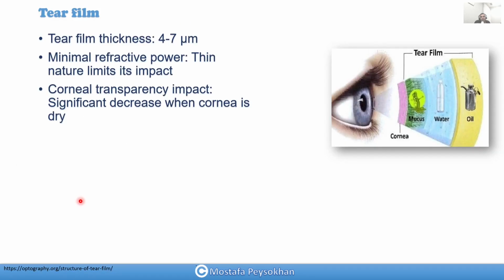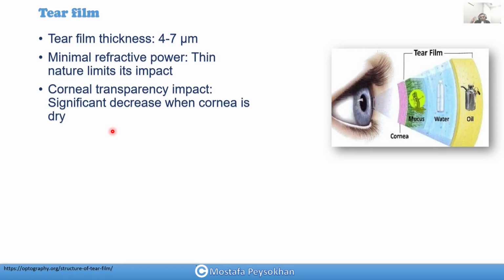So right now I'm going to talk about why the tear film is very important. As I said, the thickness is 4 to 7, a very thin film. The refractive power of that thin film is very small because by nature it's a very thin layer, but it has a huge impact on the transparency of the cornea, because when the cornea is dry, because of the surface roughness, we cannot see well. So the tear film acts like a very thin film on that layer to make the surface roughness smoother, so that the light is not scattered.